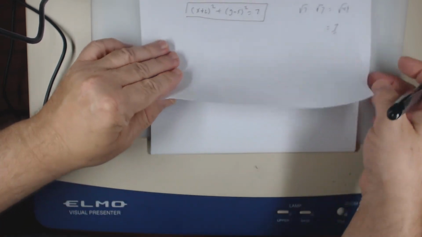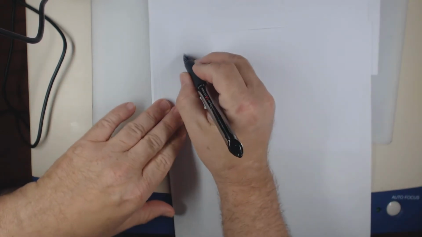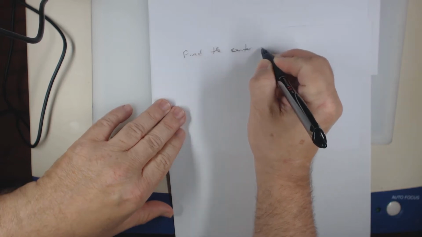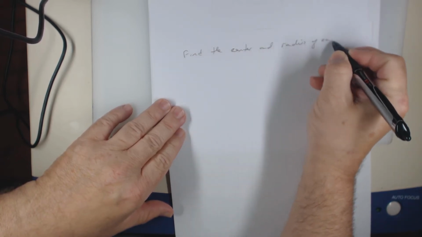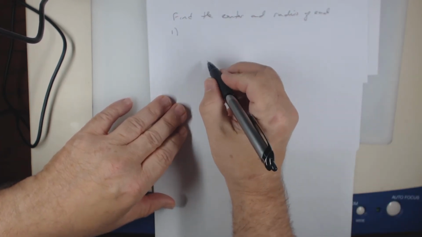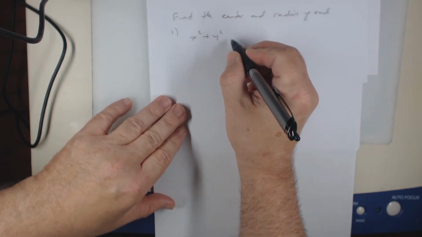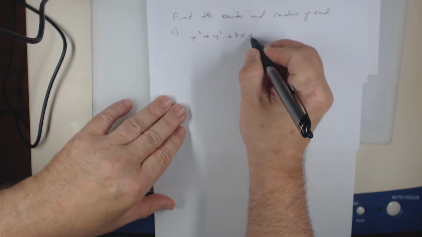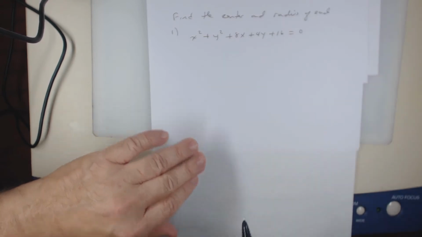All right, now, what about this? Find the center and radius of each. Number 1, x squared plus y squared plus 8x plus 4y plus 16 equals 0.